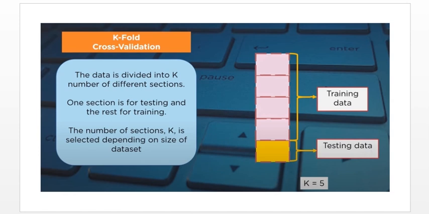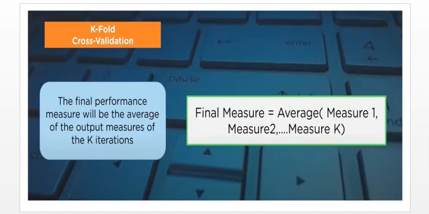In this, we split the data set into k equally sized folds, where we use k-1 folds for training and the remaining for testing. And in this, we repeat the process k times with each fold serving as the test set once, in which the final performance measure will be the average of the output measures for all the k iterations.